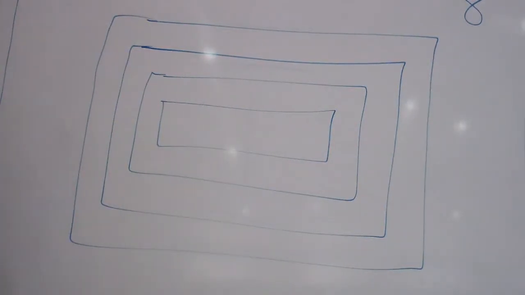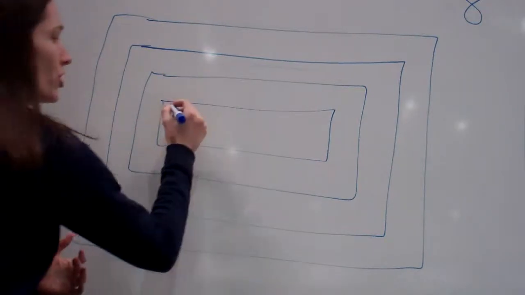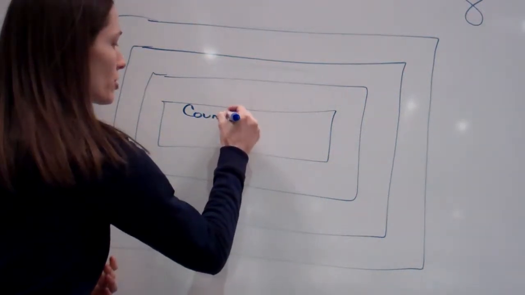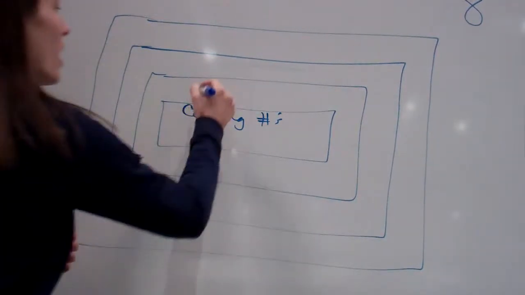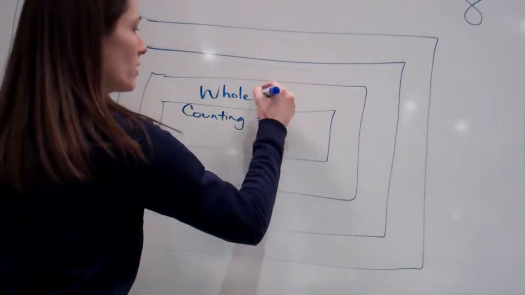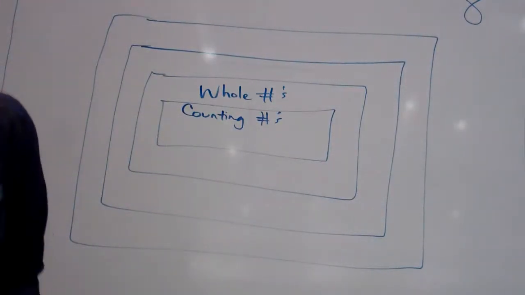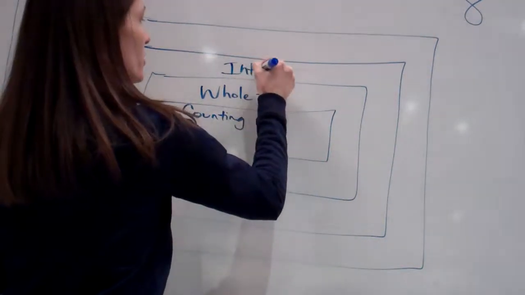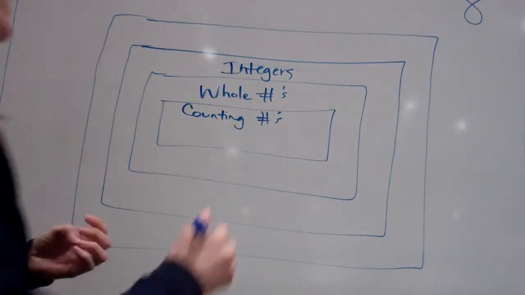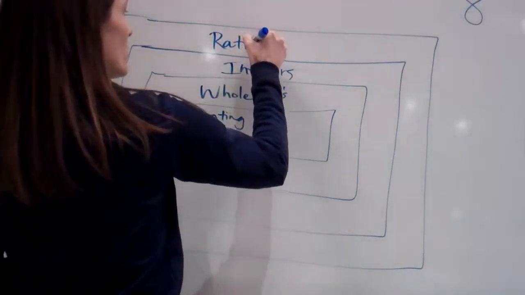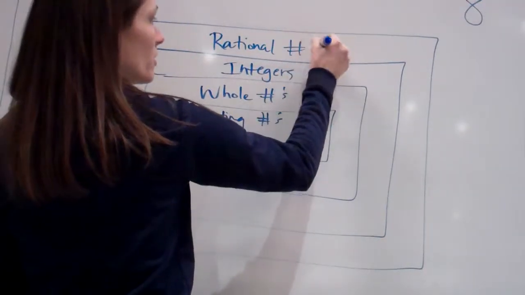Oh, cool. Okay, so quickly do this. In the middle, you're going to write counting numbers. Counting numbers. Put your little number sign. That may help you. Whole numbers. On the third line, you're going to put integers. And the last one, you're going to put rational numbers.